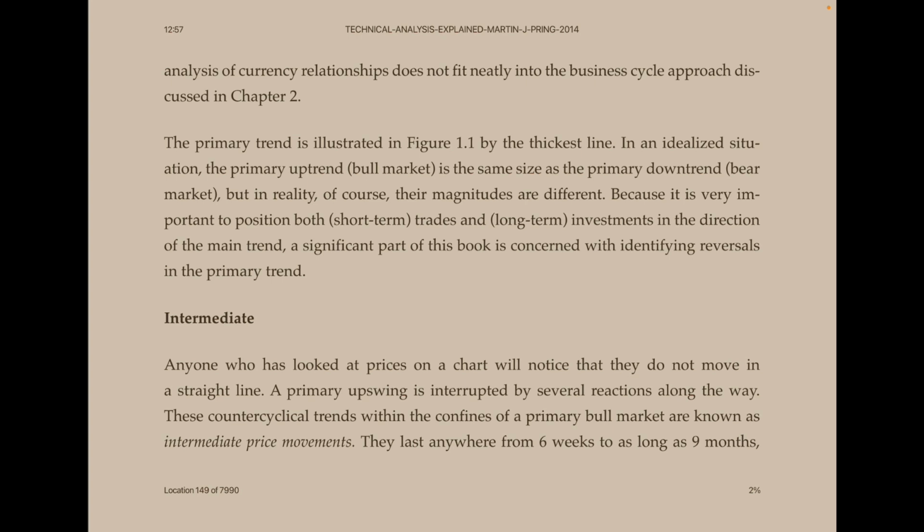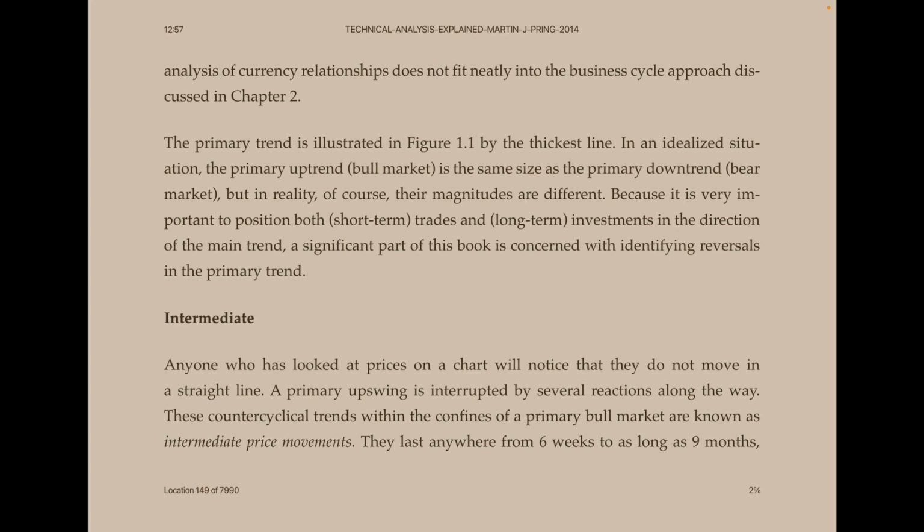In an idealized situation, the primary uptrend, that is the bull market, is the same size as the primary downtrend, that is the bear market, but in reality, of course, their magnitudes are different. Because it is very important to position both short-term and long-term trade investment in the direction of the main trend, a significant part of this book is concerned with identifying reversals in the primary trend.